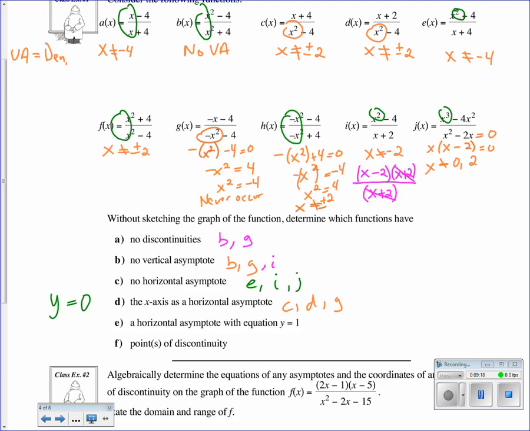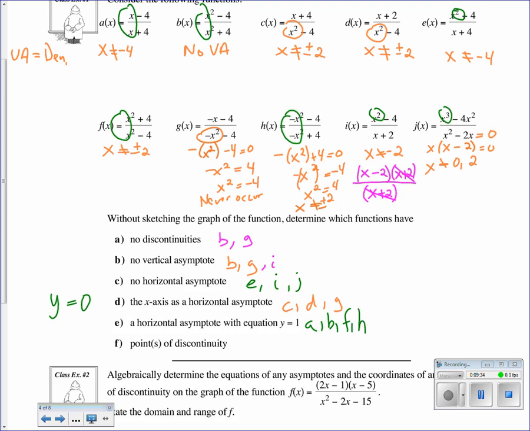So I have horizontal asymptotes at quite a few letters. I've got them at A, B, F, and H.